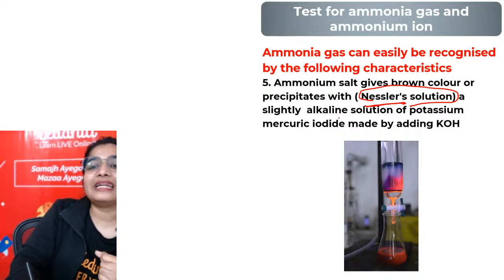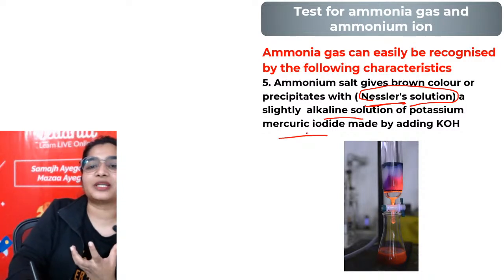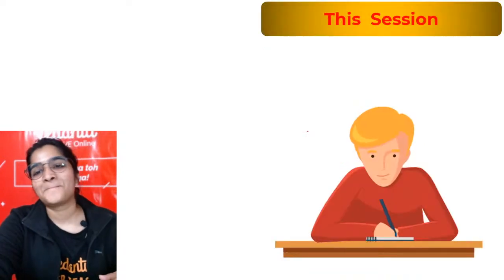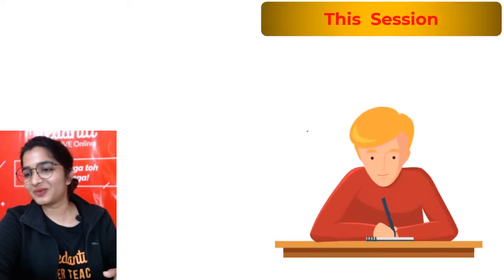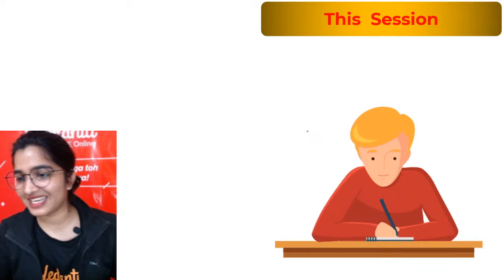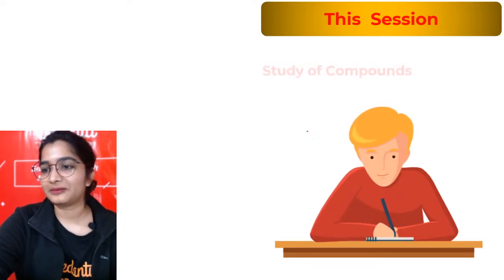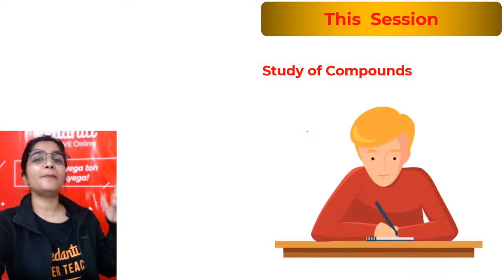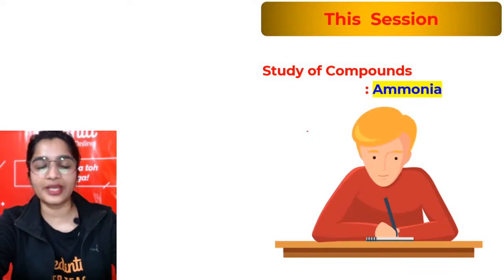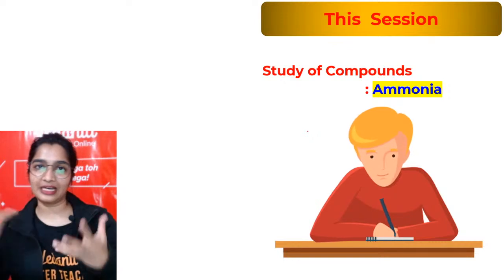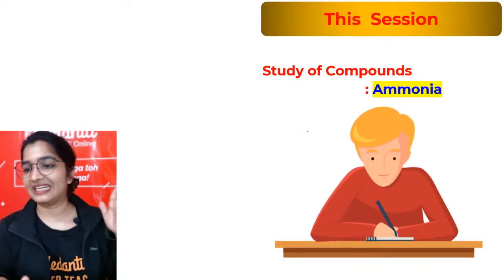So, in a slightly alkaline solution of potassium mercuric iodide... I almost gave away the answer. Yes, I'll check. What happened? So the study of compounds of ammonia is done today. In the next session, we'll come up with another compound. I know what it is, nitric acid, right?